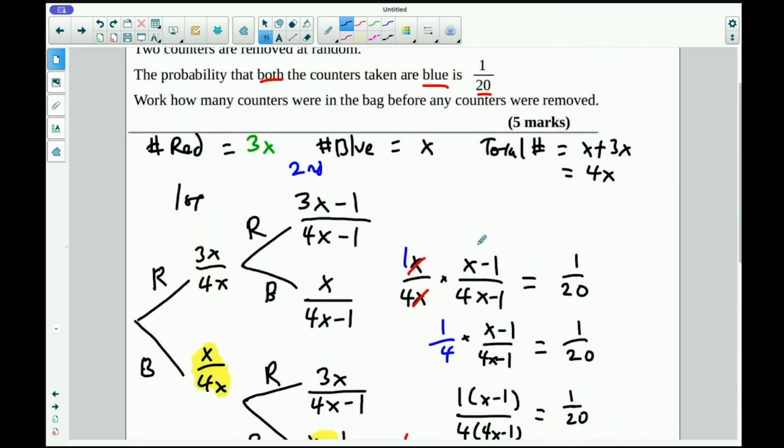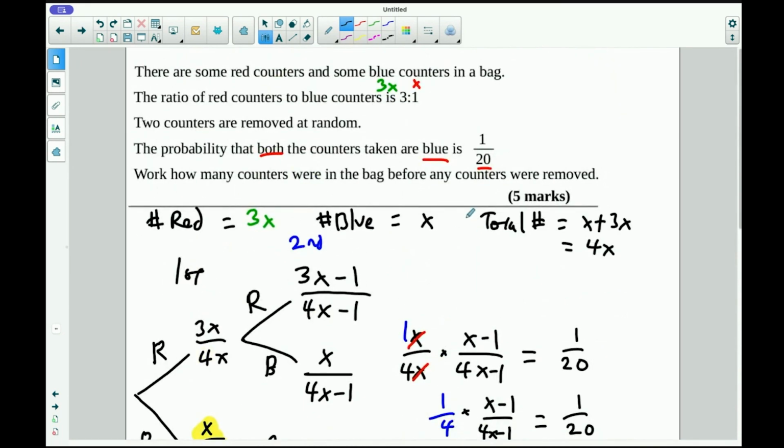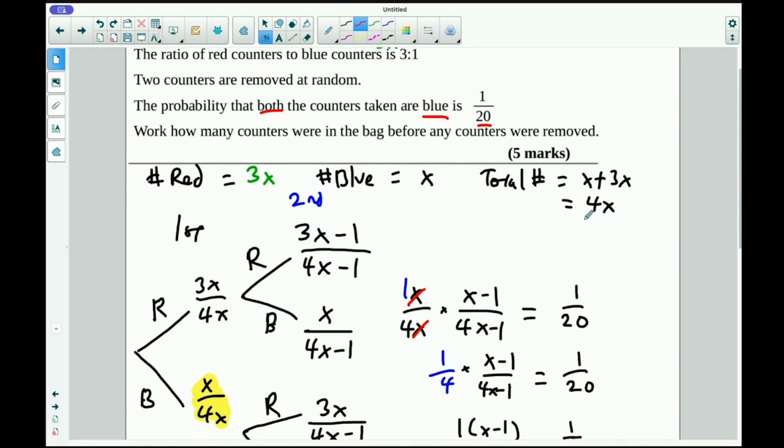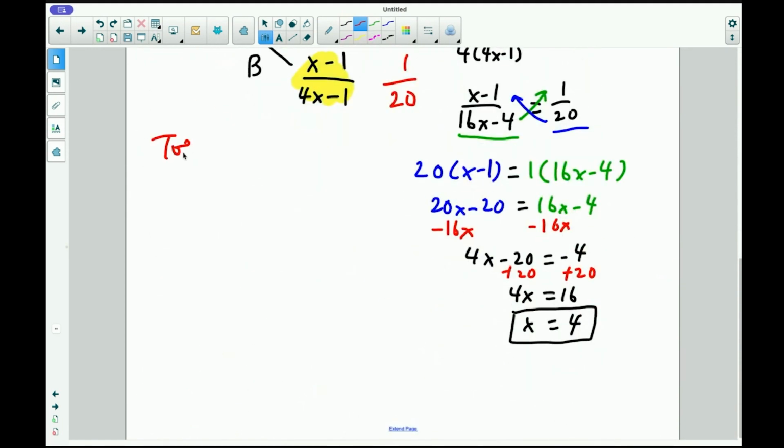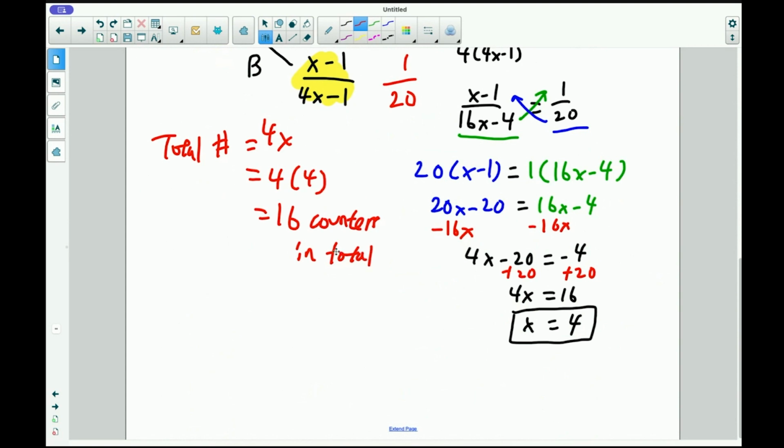But let's see what the question actually is asking. How many counters were in the bag before any counters were removed? Okay, so we need to figure out how many counters were in the bag. Well, because we know that x is equal to 4, we're going to go back up to this portion way back at the beginning. So the total number is equal to 4x. But because we know that x is 4, we have 4 times 4, so 16 counters in total.